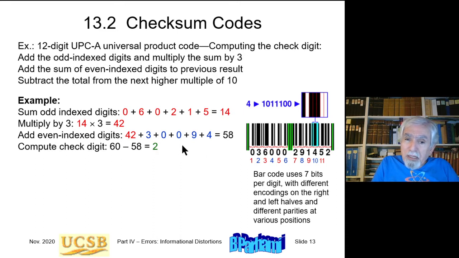Now, basically what you're doing, that location is actually an even index location. It's location 12, okay? So you give odd index locations a weight of 3. You give the even index locations a weight of 1. And therefore, if you do this calculation and then simply add the check digit, you get a multiple of 10. And that's basically a sign that your code is okay. There's no error in it. Okay?